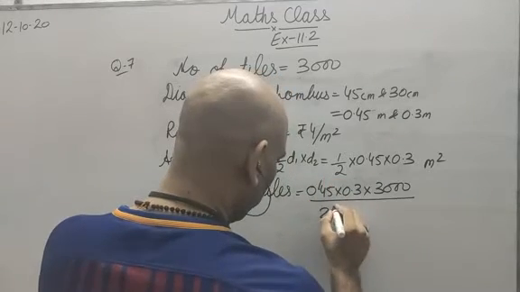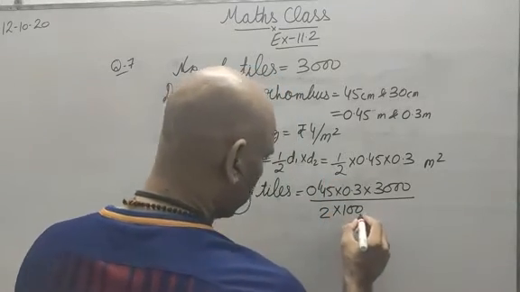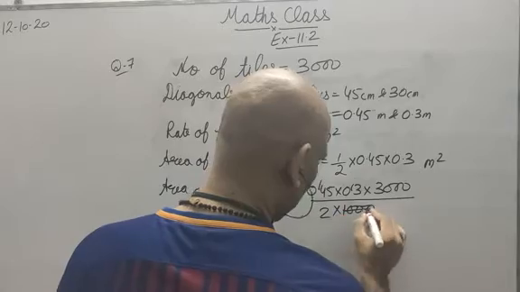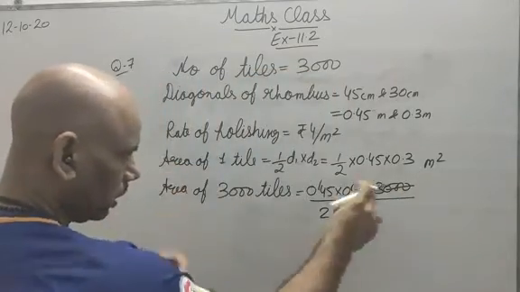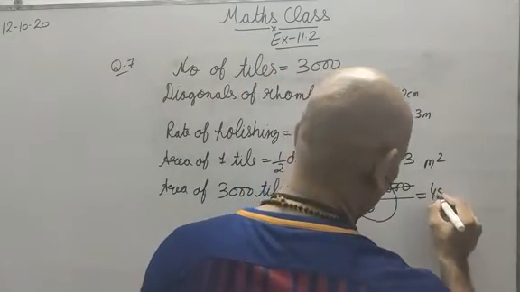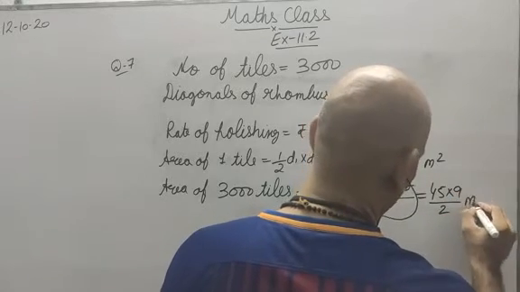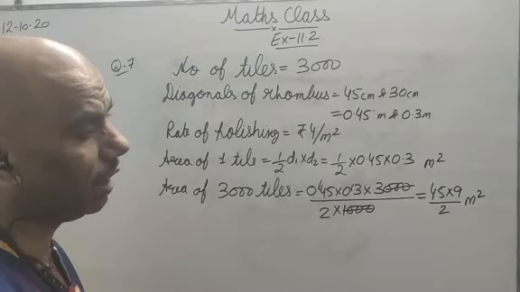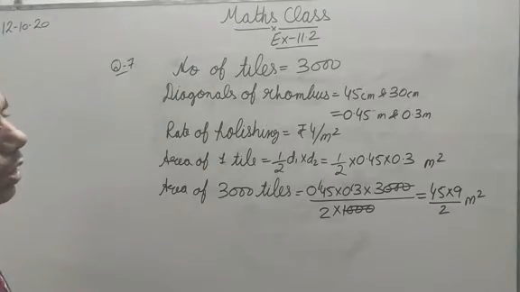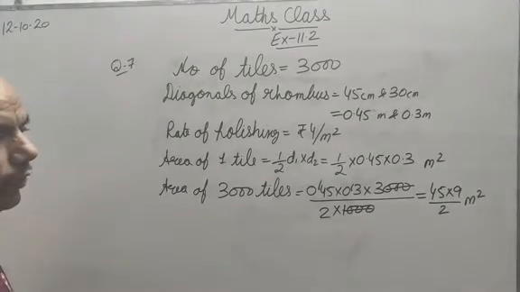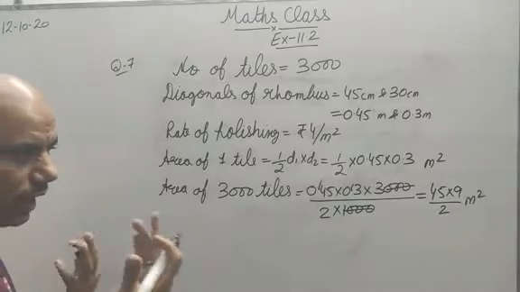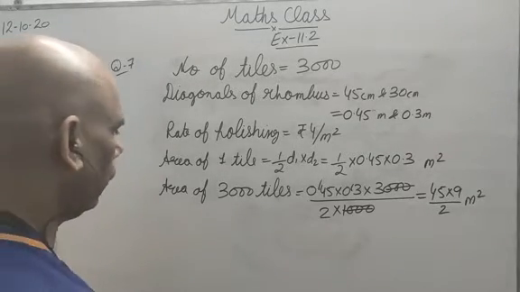Once I remove the decimals, I get 1000, and this 1000 will cancel the 3. So 3 3s are 9. So 45 into 9 by 2 meter square. This is the area of 3000 tiles, or you can say the area of the entire floor.